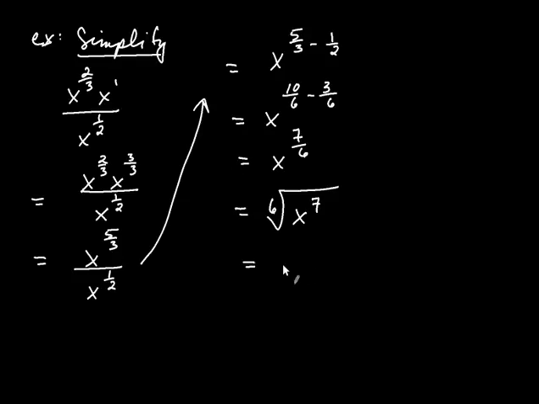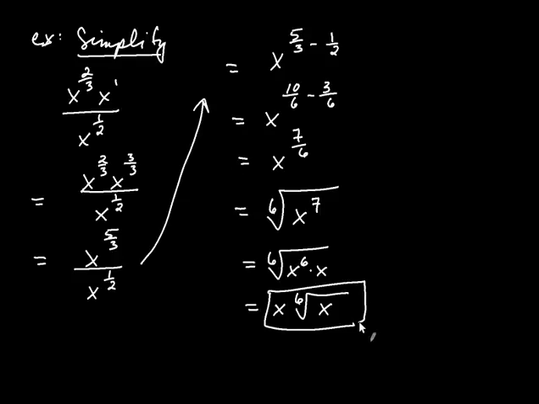And that's equal to, well, it's going to be the 6th root of x to the 6th times x. And then you can break these apart. And the 6th root of x to the 6th is just x. And then times the 6th root of x. And this would be your final answer. Now, it's okay to stop at this point right here. But if you wanted to go further and simplify, you should write this.